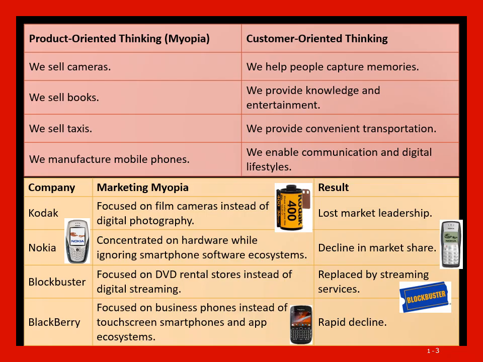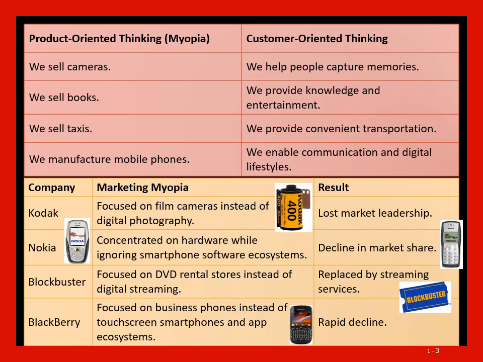Let's talk about the second example, Nokia, a very popular brand name. They concentrated on hardware while ignoring the smartphone software ecosystem. So this is how they had to face challenges in the market, and their market share also declined. Talking about the third example, Blockbuster, they focused on DVD rental stores instead of digital streaming. And these days it has been replaced by streaming services, popularly known as OTT, which many of us are using these days for our entertainment purposes.